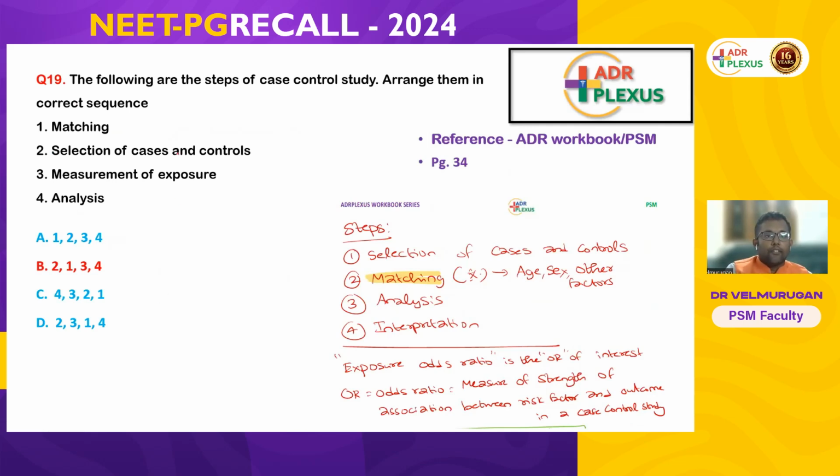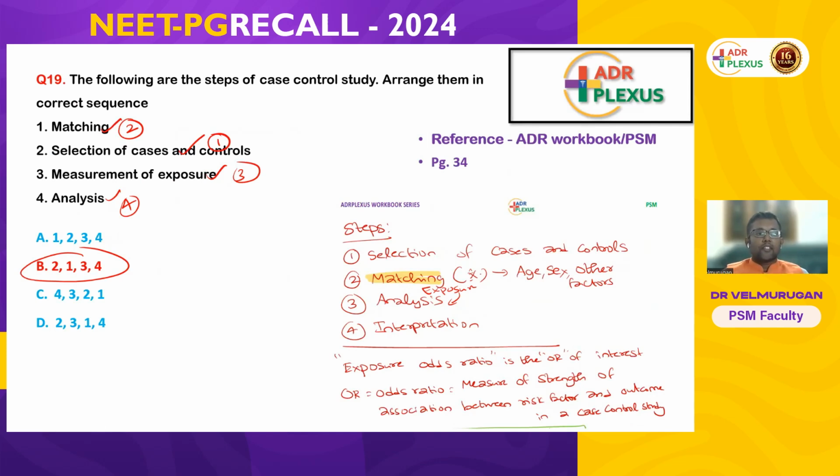So the following are the steps of case control study. First step, selection of cases and controls. Then next, we have to do matching. Third, measurement of the exposure, and then analysis. These are the steps: selection of cases and controls, matching, then we measure the exposure, it comes as a part of analysis, and then we do the interpretation. So the correct choice is 2, 1, 3, 4.